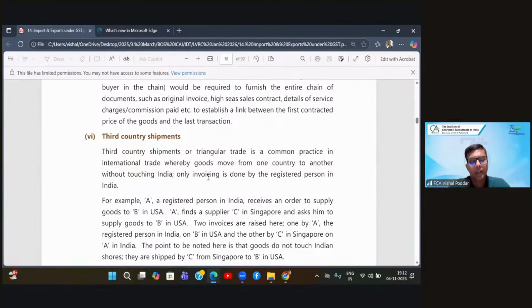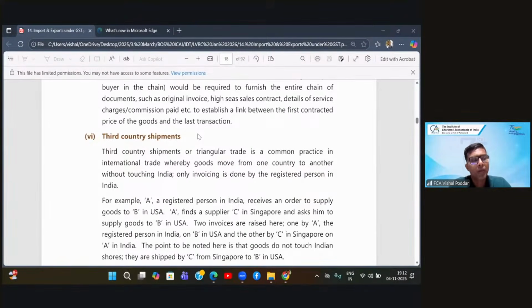In this particular case, what will be my position in both customs law and GST law? Now, firstly, let me tell you what will happen in my books. In my books of accounts, understand this, I'm first showing a purchase from the Bangladesh supplier, and then I'm showing a sale to the US buyer. So in my books, there is a purchase and a sale entry.